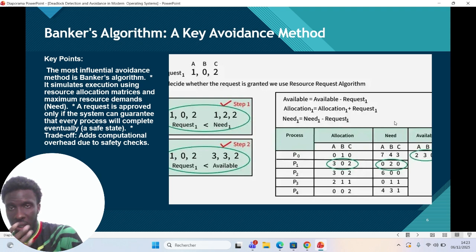So here there is the Banker's algorithm. This is one key avoidance method. The most influential avoidance method is the Banker's algorithm. It simulates execution using a resource allocation matrix and maximum resource demand. A request is approved only if the system can guarantee that every process will complete eventually. That is the trade-off.